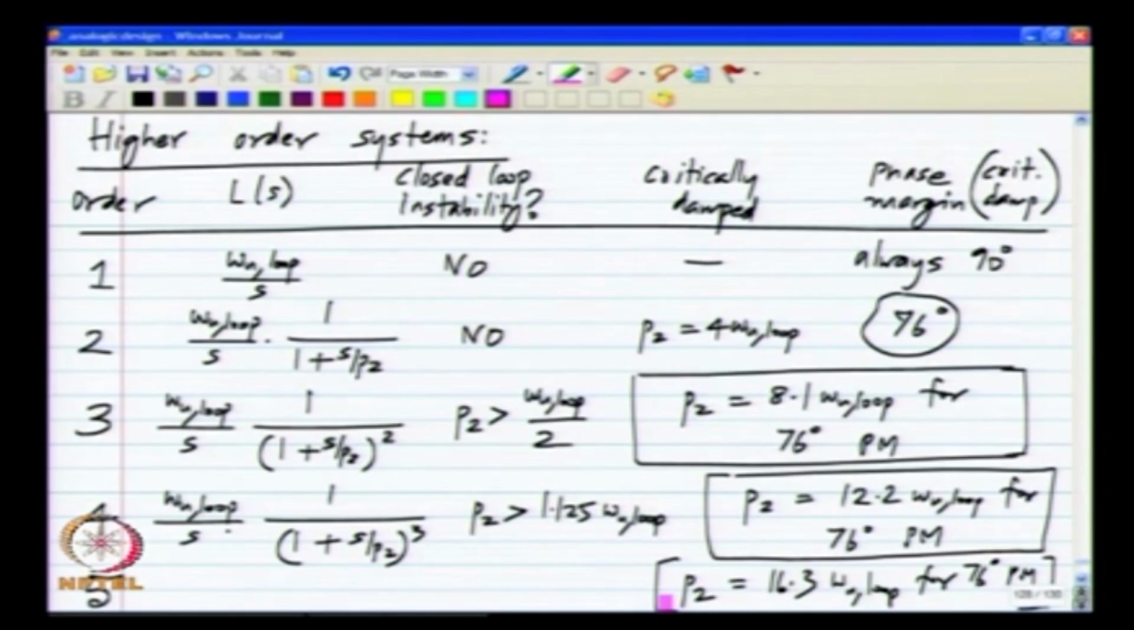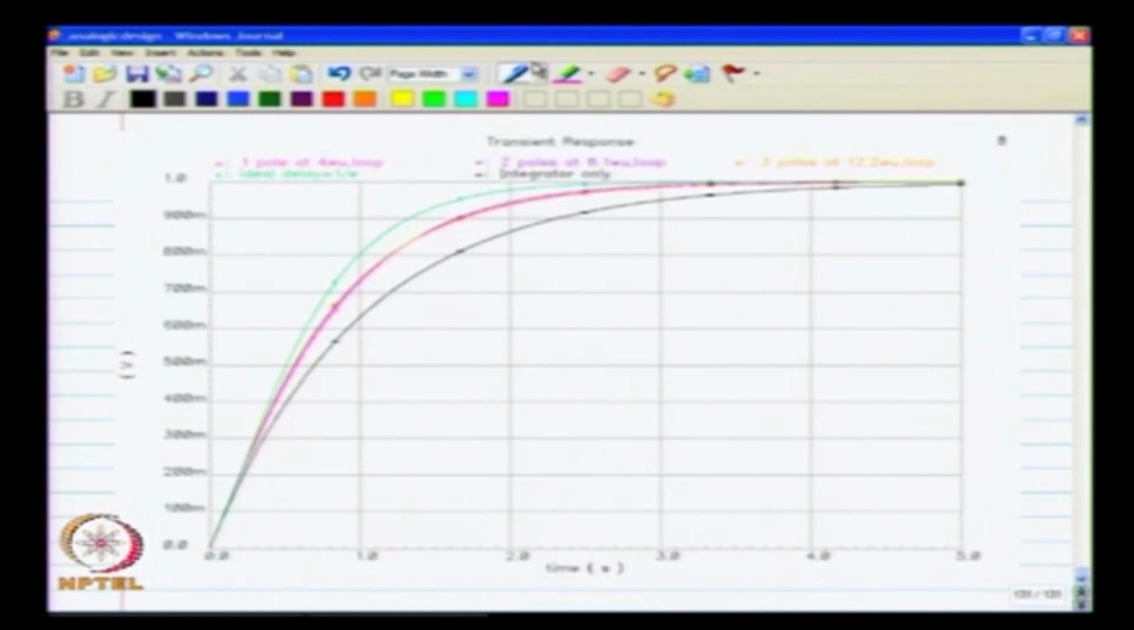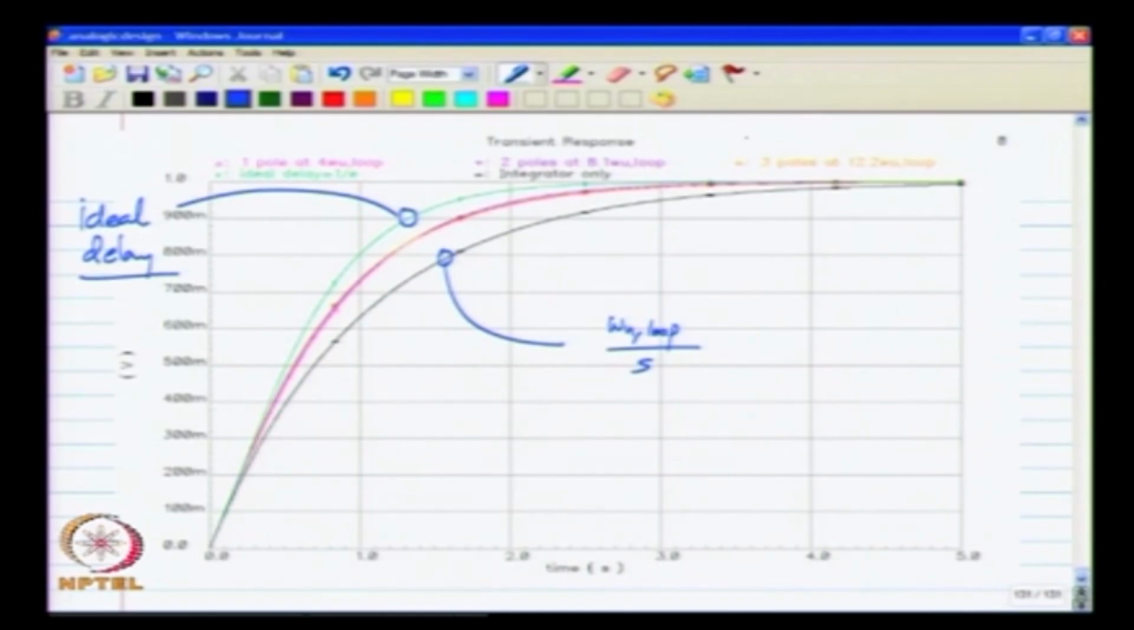So, just as a quick example, we can see what happens. I have shown the response of the first order system. This is simply omega u loop by s, and it follows the familiar first order response. I have also shown what we first calculated. With an excess delay of 1 by E, it is critically damped, and this is with an ideal delay, and all the other cases are in between.